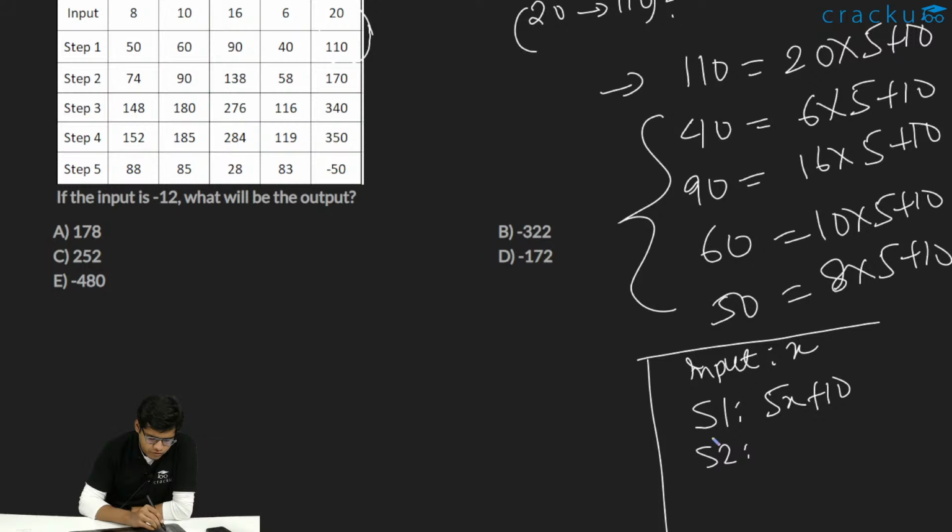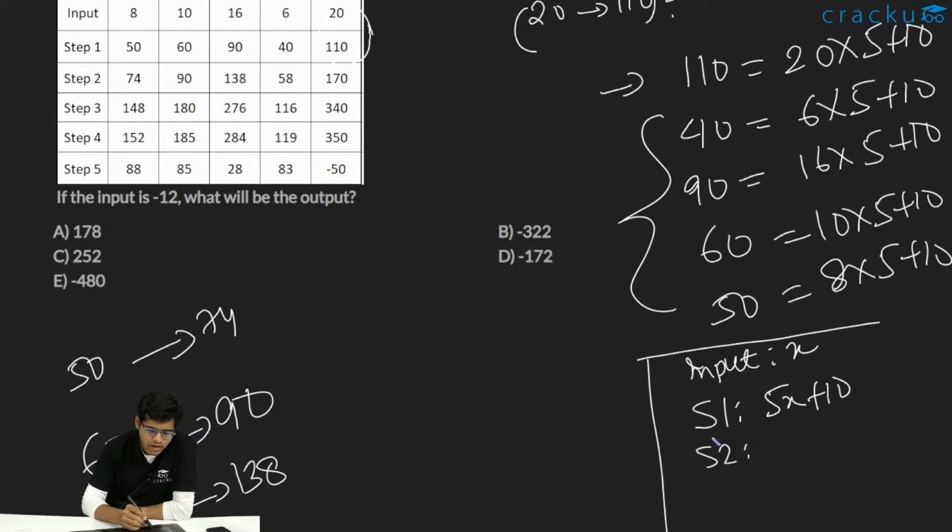Step 2, 50 is coming as 74. 60 is coming as 90. 90 is coming as 138. Now, how are 50 and 74 related? 50 plus 24 is 74. 60 plus 30 is 90. 90 plus 48 is 138.